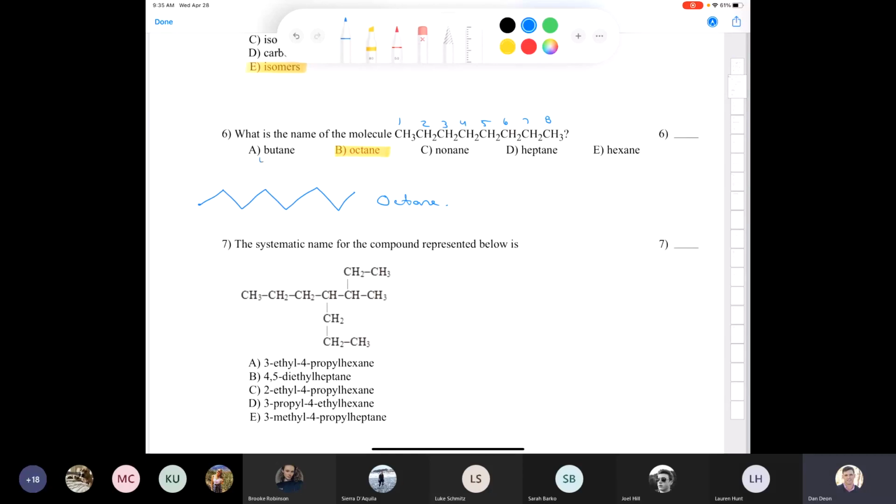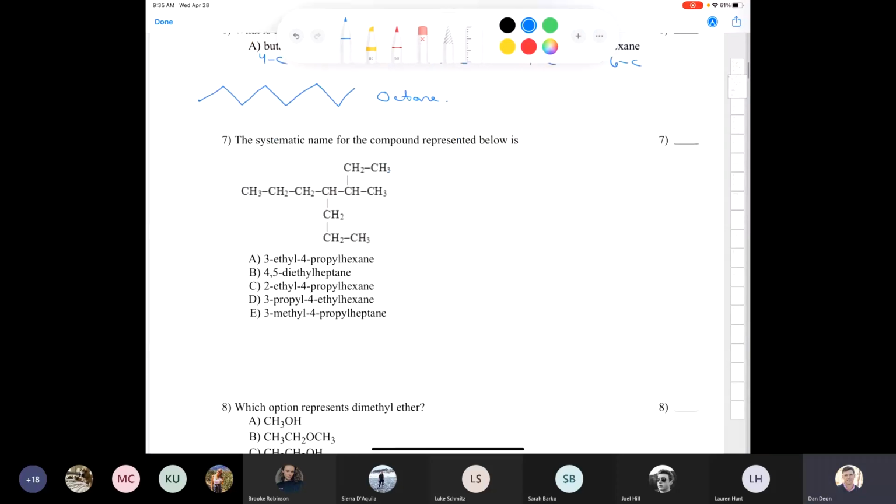Butane, which has 4 carbons, nonane, which has 9 carbons, heptane, which has 7 carbons, and hexane, which has 6 carbons. Next question deals with nomenclature, naming a compound. So what do we do first when we have an alkane, right? This compound is an alkane. There is no double bond, there is no triple bond, there's no alcohol, there's no oxygen. So the first thing we want to do is find the longest chain.